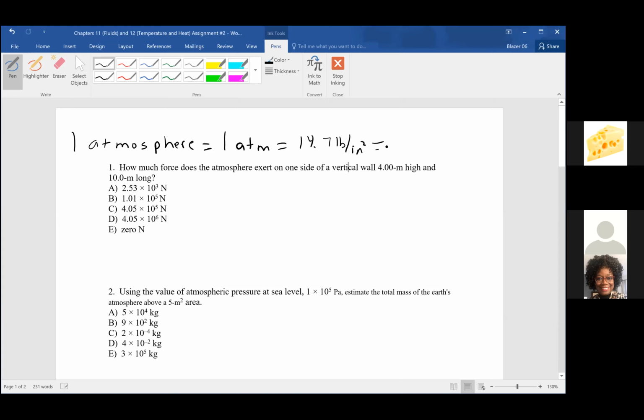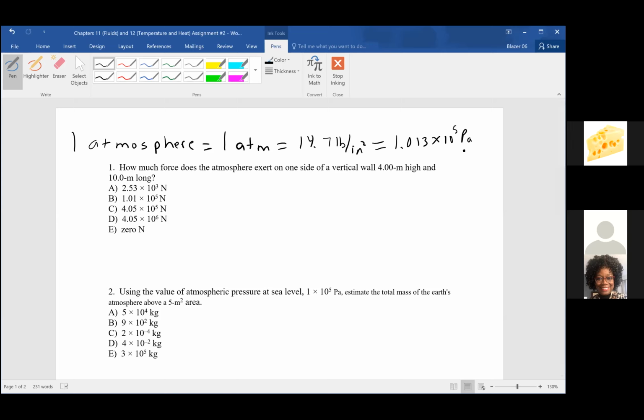And that is equivalent to about, actually the exact number is 1.013 times 10 to the 5th pascals. Remember, a pascal is a Newton per meter square. So you can see that a pascal must be a very small number since it takes almost 10 to the 5th of them just to equal 1 atmosphere. And 1 atmosphere, we say, is 14.7 pounds. So somewhere in your notes, please make note of that. So you will have those conversions in your head.